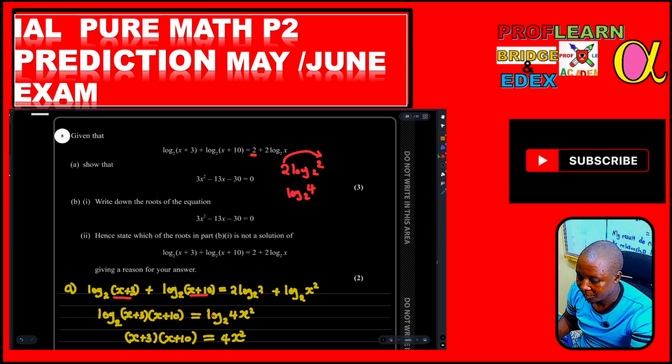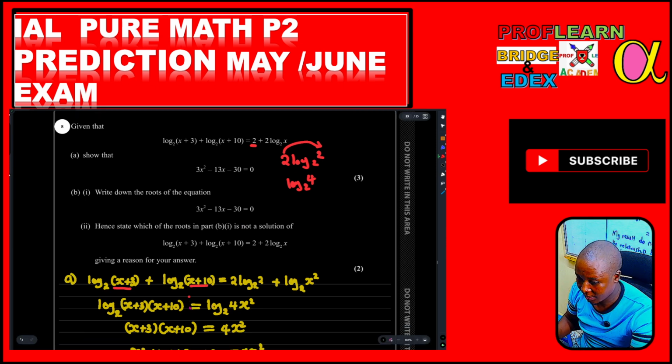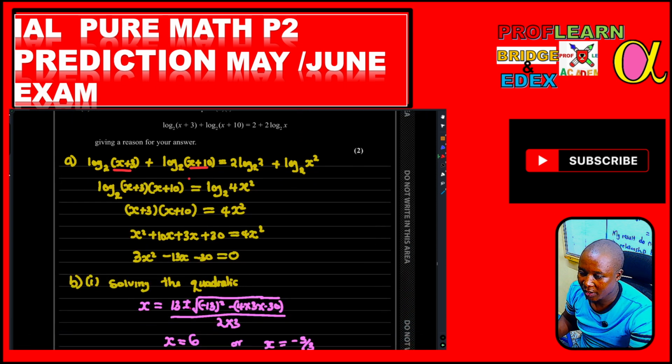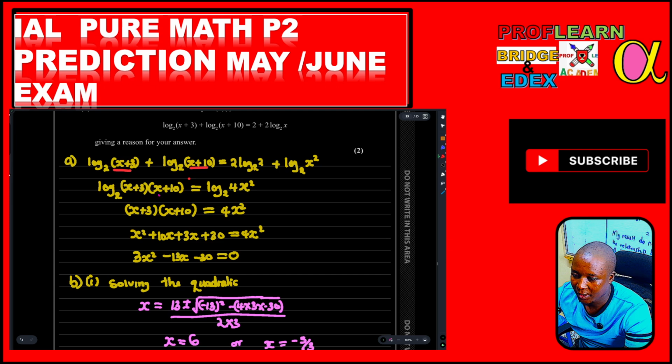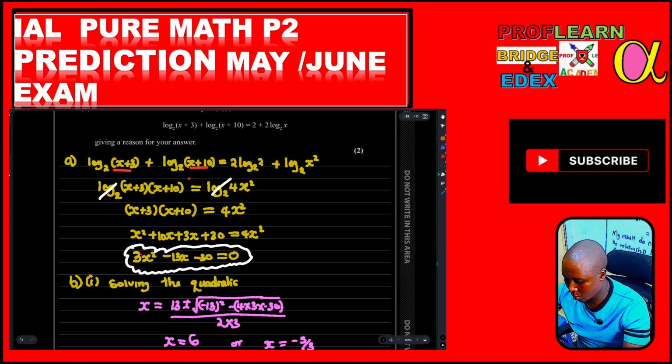So you can see here, this equation reduces to log base 2 of (x+3)(x+10) is equal to log base 2 of 4 times x squared, because this term was log 4 base 2 and this is x squared, so if you combine them you are going to have that. Then we can do away with the logs, so that you remain with this expression which you can expand, and we are going to have our final answer reducing to what we were told to show.